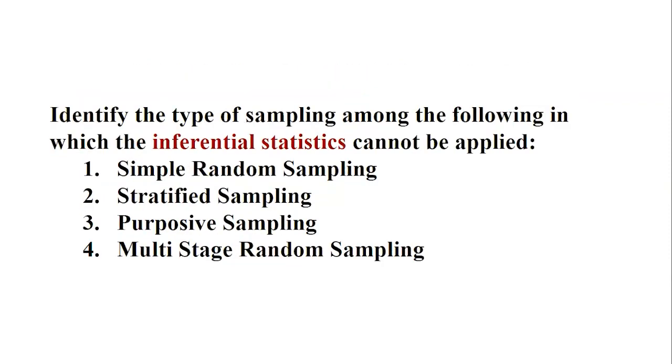So back to our question. Identify the type of sampling among the following in which the inferential statistics cannot be applied. Now you know the answer, which is purposive sampling, because it is a non-random sampling.